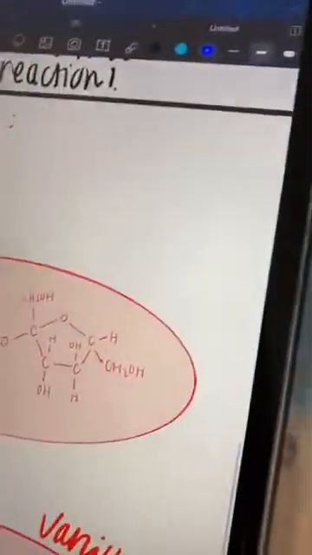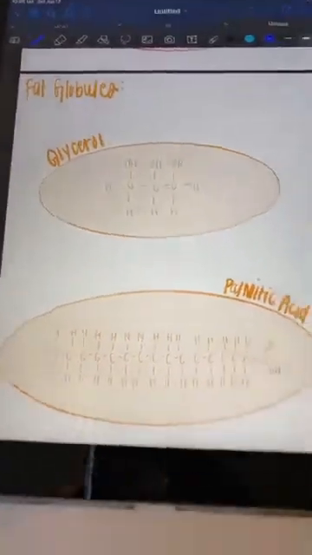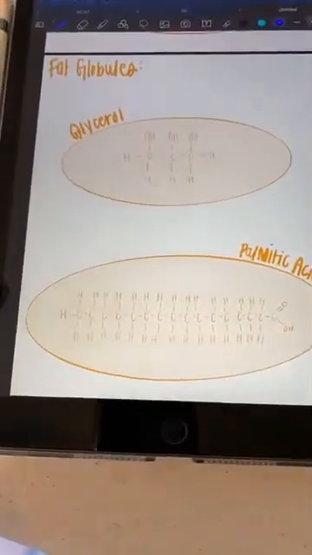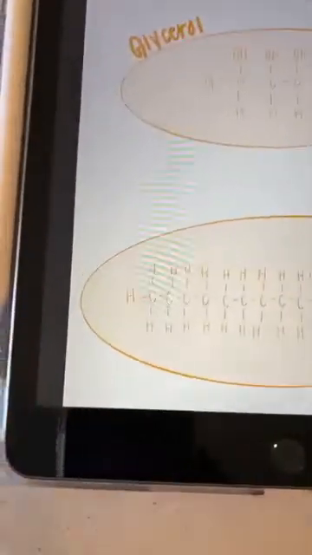I'm gonna show y'all a picture of fat molecules real quick. Scrolling through. Okay, so fat globules are made up of glycerol and palmitic acid, and this is a picture of glycerol. Like I said, we have the alcohol groups, the carbons, and the hydrogens, and this is palmitic acid, which is a polymer.